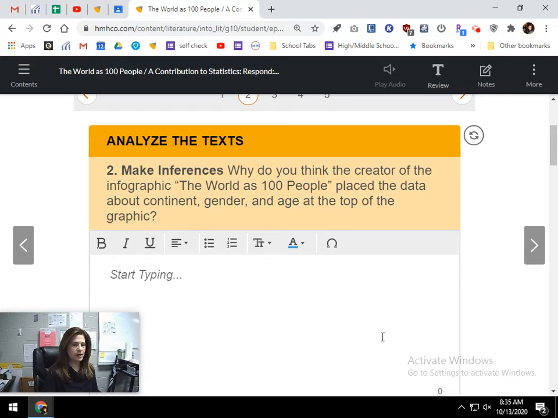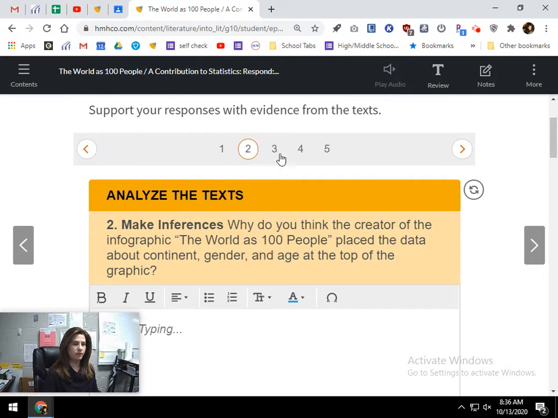Why do you think the creator of the infographic, The World is 100 People, placed the data about continent, gender, and age at the top of the graphic? There's really no right or wrong to this, but I just want to see what you think. Why do you think he put those 3 things at the very top of the infographic? Notice it doesn't ask for text evidence, but I still want 2 or 3 good sentences with you explaining to me why you think that.